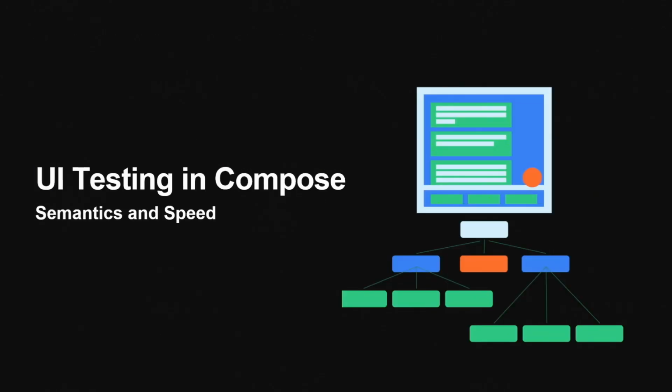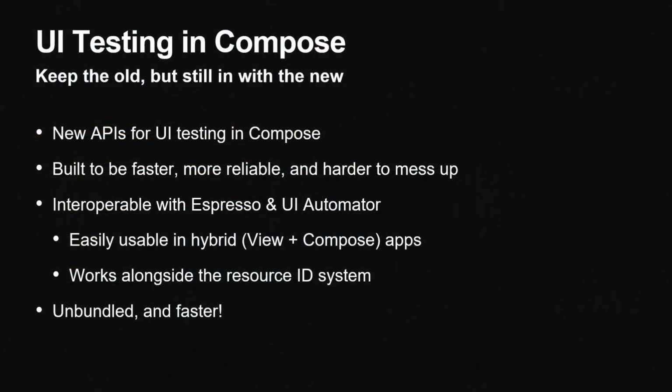Cool. We've talked about Compose a little bit, but with Compose as a new UI framework comes a new UI testing framework. Now, UI testing in Compose largely keeps a lot of the old paradigms that we're used to with Espresso, but still introduces a bunch of new and exciting things. It introduces a suite of new APIs for UI testing with Compose, and these are built to be faster, more reliable, and harder to mess up than Espresso or UI Automator.